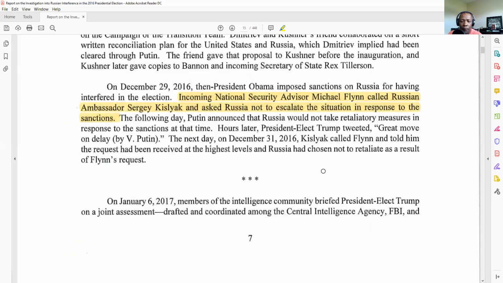Okay, the following day, Putin then announced that Russia would not take retaliatory measures in response to the sanctions at that time. Hours later, President-elect Trump tweeted, "Great move," on the delay by Putin, close quote. The next day, on December 31st, 2016, Kislyak called Flynn and told him the request had been received at the highest levels and Russia had chosen not to retaliate as a result of Flynn's request.